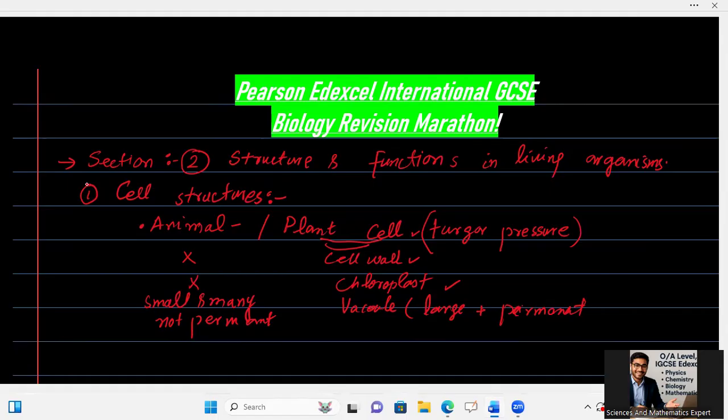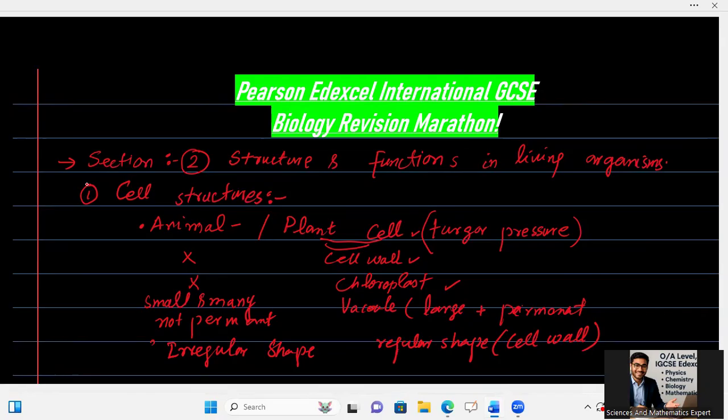And shape: in the case of animal cells, the shape is irregular. In the case of plant cells, they have a regular shape because of the cell wall. So these were the structures.